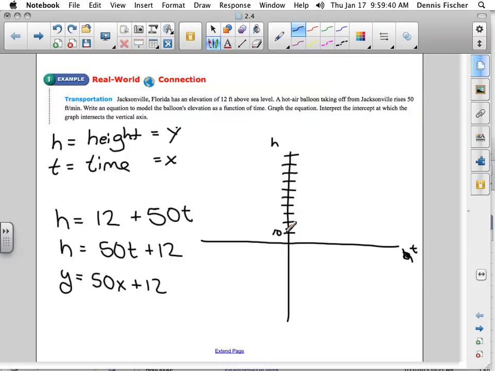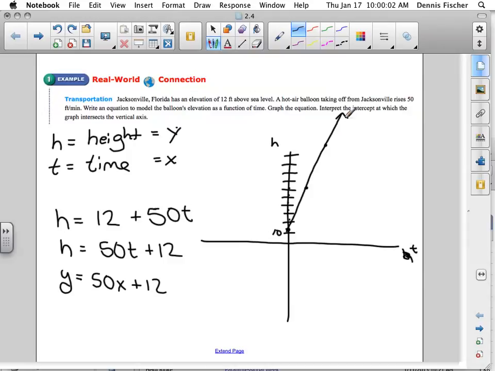This is kind of in the form of y equals mx plus b. I'm going to go up 50 over 1. Up 50 over 1. Now I'm going to draw my graph. It should be a straight line, a little crooked, but it should be a straight line.